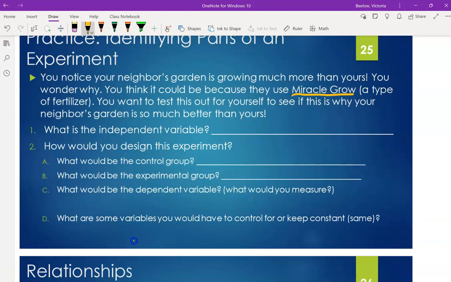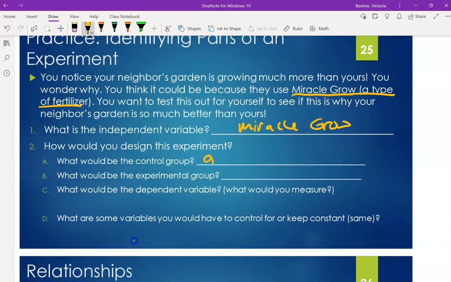So the independent variable in this experiment is what you're testing, which in this case would be the Miracle-Gro, the fertilizer. Okay, because that's what you're testing in this experiment, the type of fertilizer, a very specific name brand.